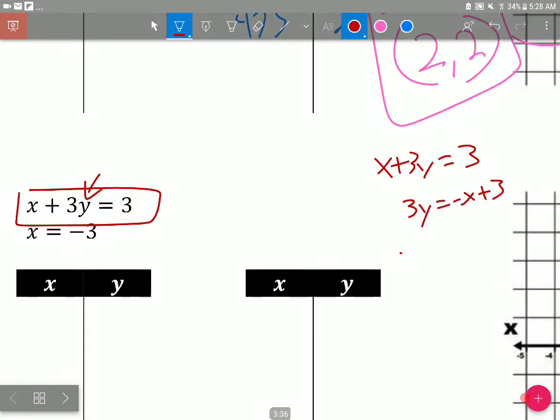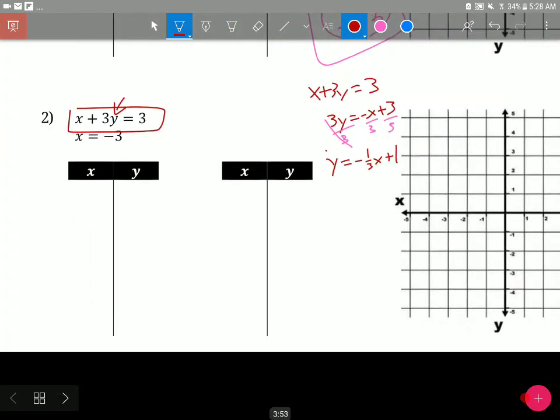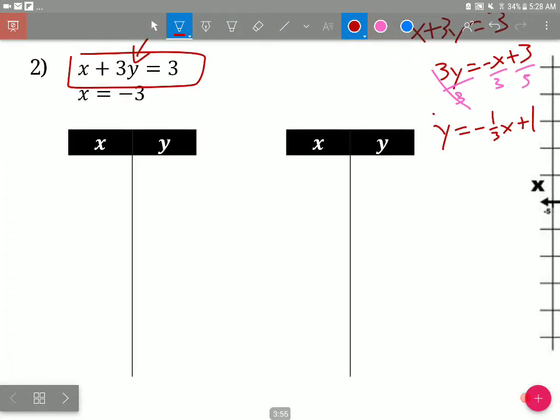And then we'll divide each term by 3. So y equals negative 1/3 x plus 1. So that is what that turns into. Okay. So I'm going to start plugging things in. Again, my favorite number is 0. So if I plug in a 0 right there, 0 times 1/3 is 0, plus 1 is 1.